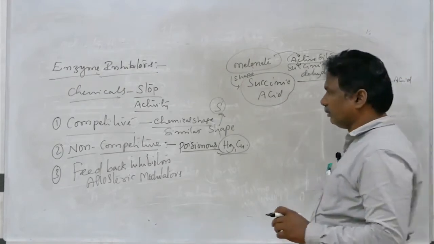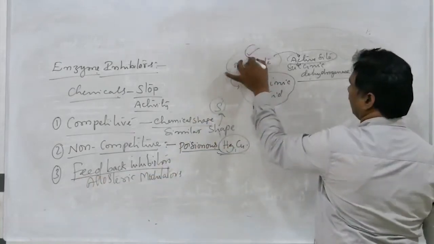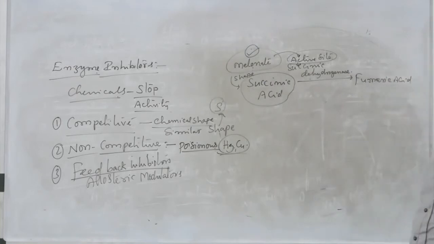And the third one, most important one, feedback inhibitors. Malonate came in NEET paper 2020.